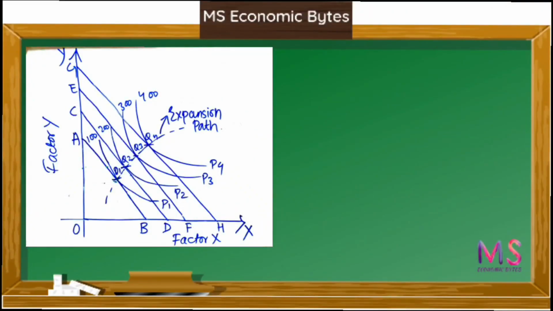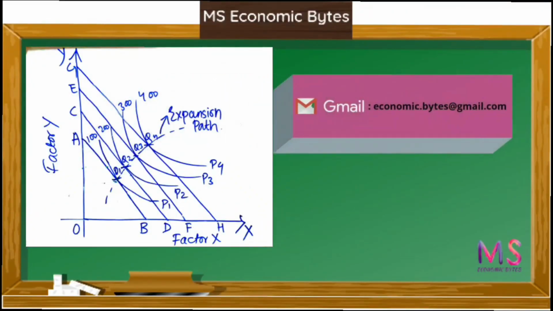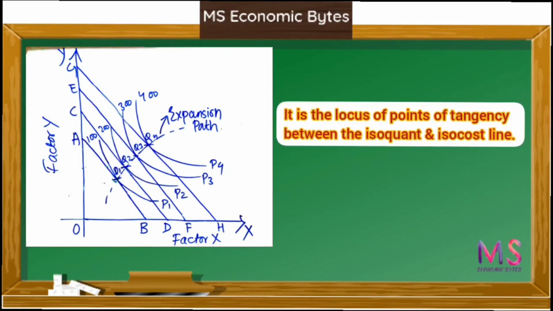Expansion path can be defined as the locus of points of tangency between the isoquant and the isocost line.